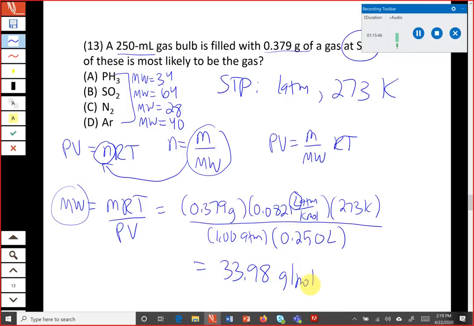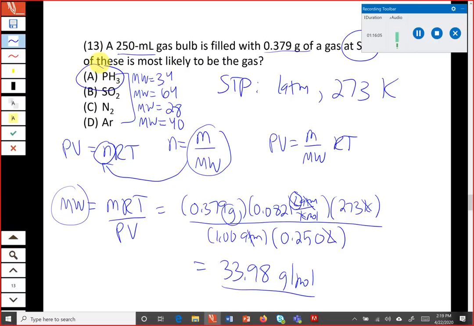All the other units cancel out. Atmospheres cancels, Kelvin cancels, and liters also cancels, so we're left with grams per mole, 33.98, which is close to 34. So the best answer choice would be A, PH3.